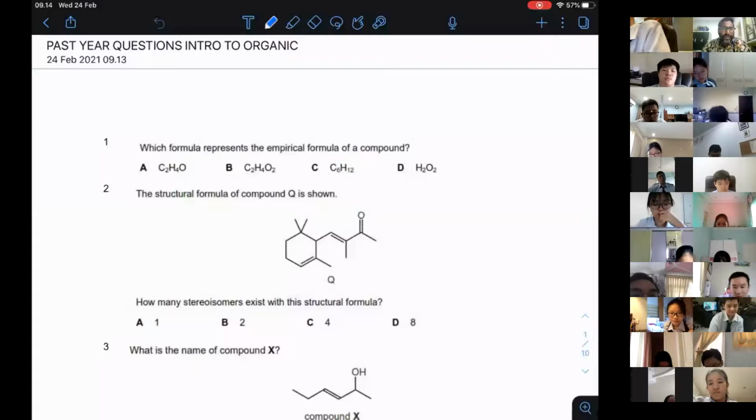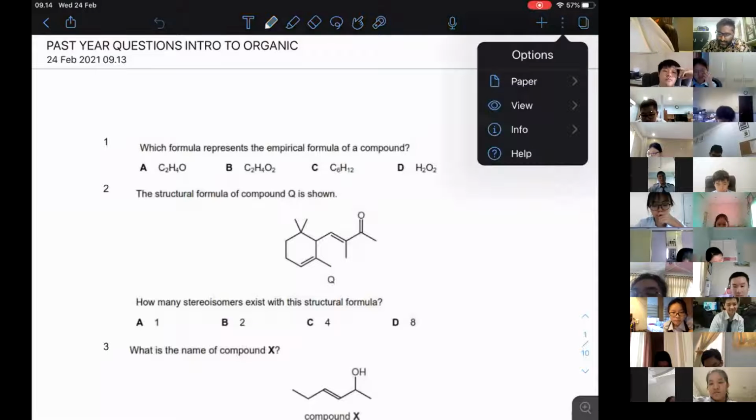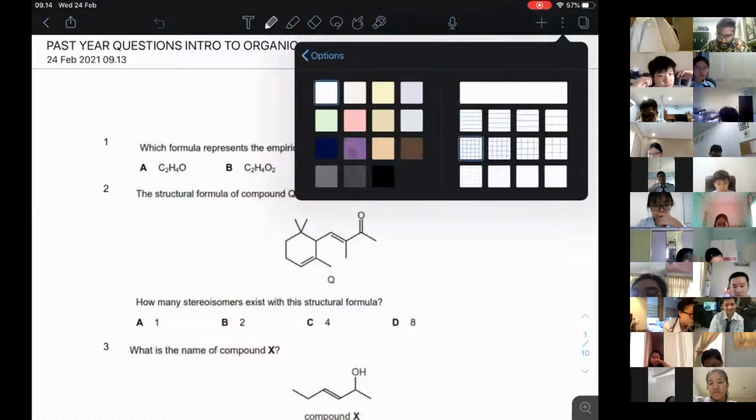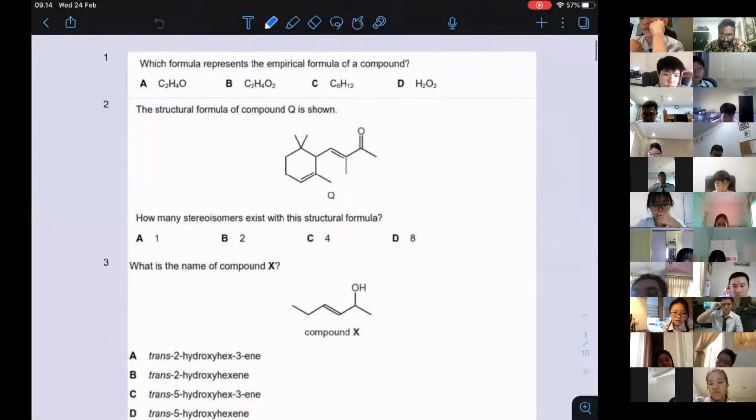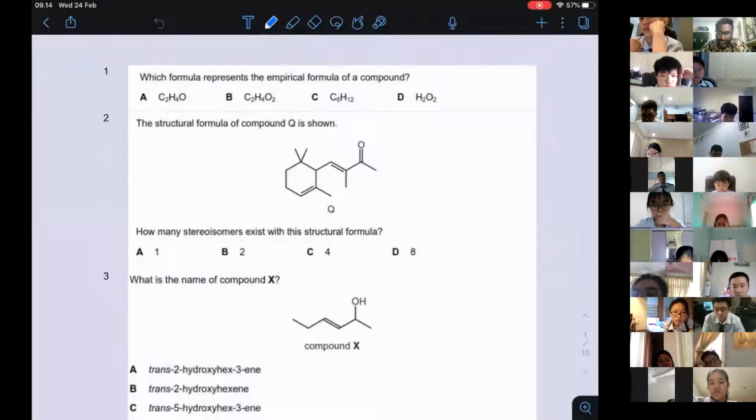So here they are asking you which formula represents the empirical formula of a compound. Empirical formula is going to be something that has the simplest ratio. So we need to look at which one has the simplest ratio over here. The simplest ratio that I can see over here is going to be this one.